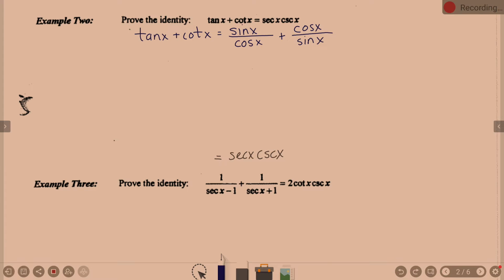Next thought? Common denominator. And I agree, and here's a thought here. Right here we have two fractions. Look at where we're going. When we get to the end, do we have two fractions being added still? No. So these at some point are going to have to combine into one fraction. So I agree. What is my common denominator if I currently have a denominator of cosine and a denominator of sine? Common denominator is? Cosine x sine x.